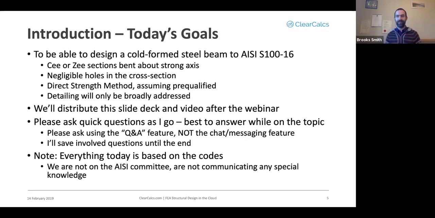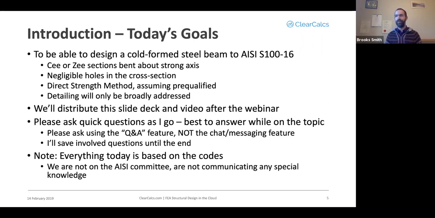I am going to make some assumptions in there so as to ensure this webinar doesn't last more than about an hour. Those include that I'm only going to be talking about C or Z sections right now, and particularly those bent about the strong axis. I'll briefly address where some of the differences occur for other types of sections and for bending about the weak axis, but I'm going to be focusing on C or Z's about the strong axis.